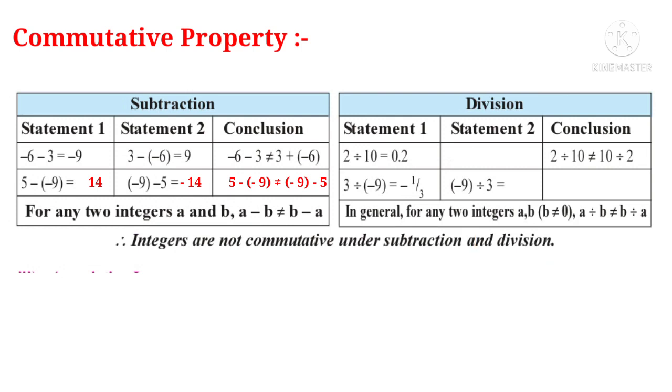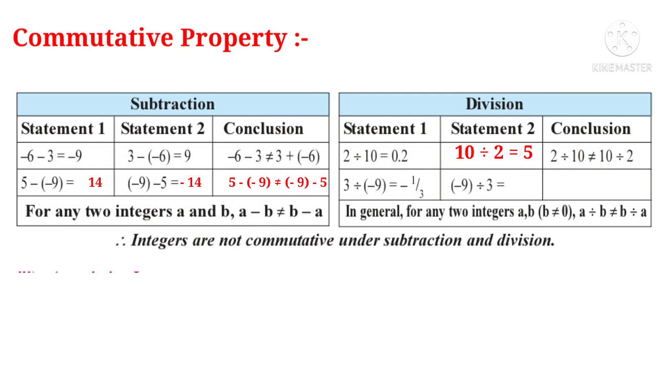Now let us take the operation division. Let us take two integers 2 and 10. First divide 2 by 10, that gives 0.2. Now interchange them. Now 10 divided by 2 gives 5. So 0.2 is not equal to 5. So in conclusion we can say that 2 divided by 10 is not equal to 10 divided by 2.